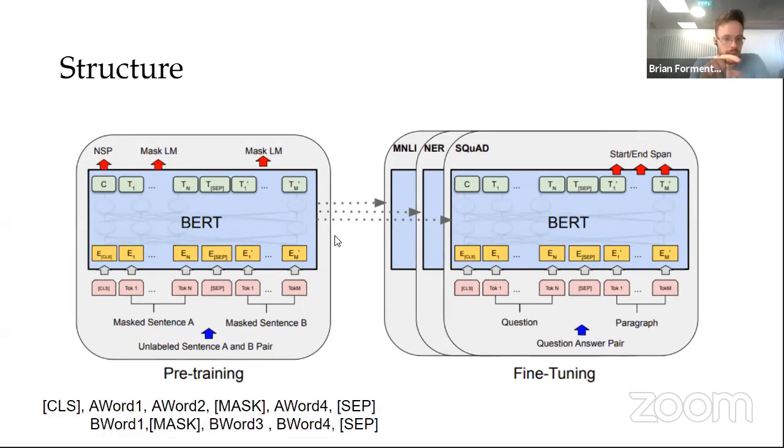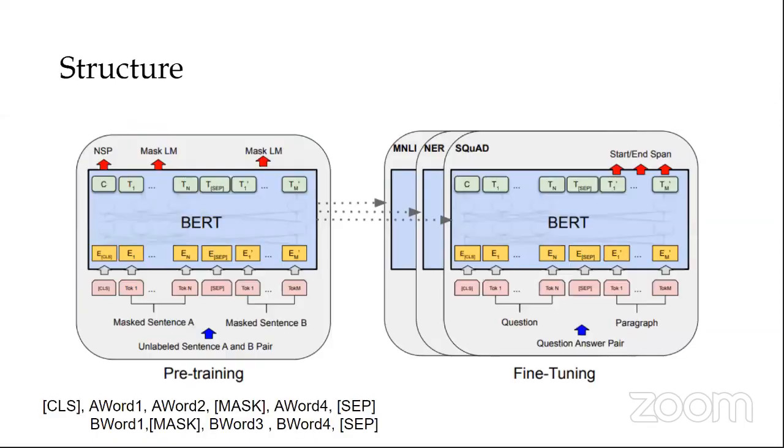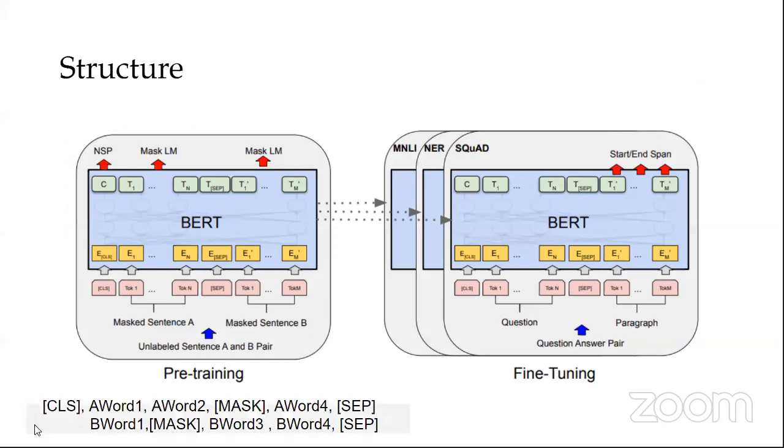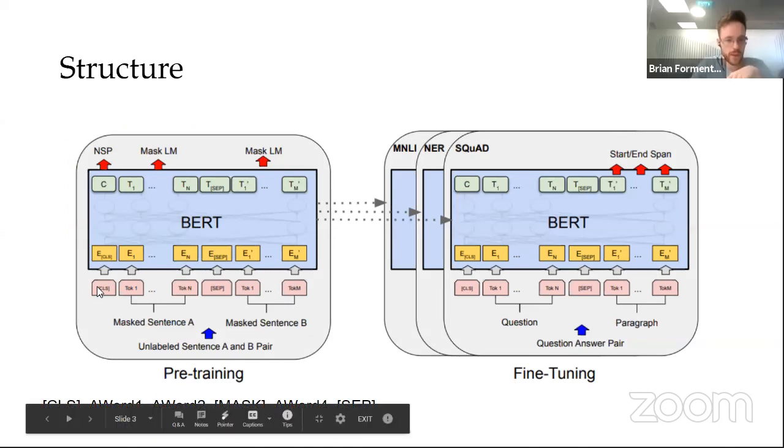The other one is next sentence prediction, which I'm not going to touch too much on at the moment, but it's essentially you have your first sentence and you're trying to predict whether the next sentence is the actual next sentence or is just from somewhere random in the document. Okay. As you can see, there are quite a lot of tokens like CLS, SEP, mask.